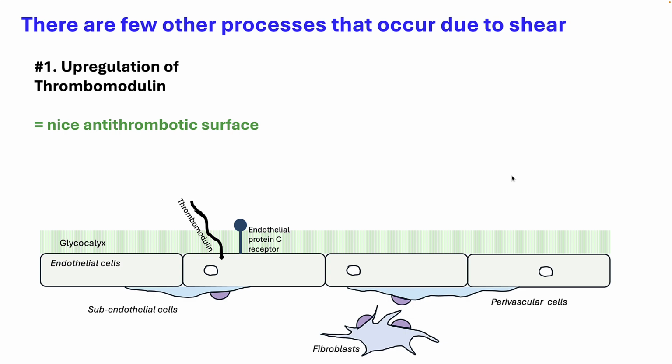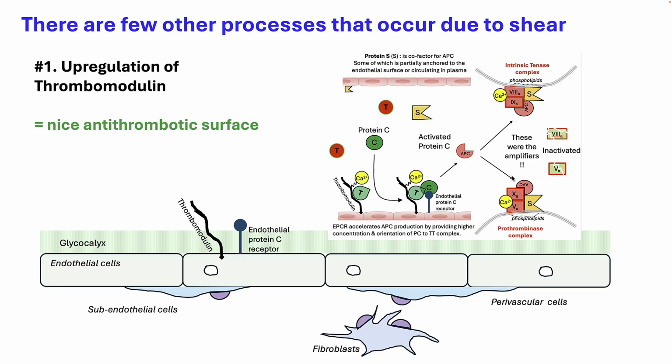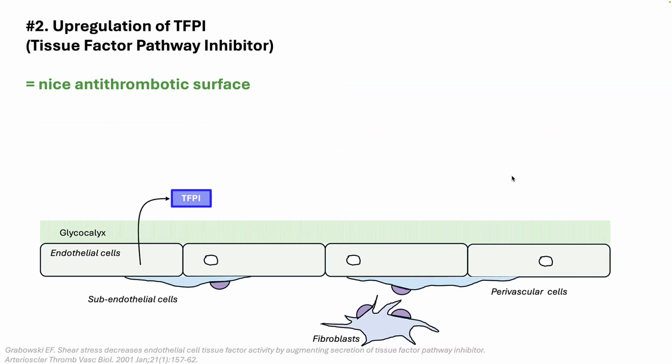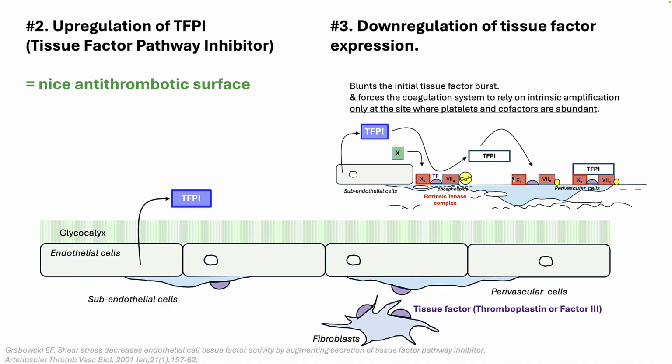There are a few other processes that occur due to shear. Important among them is upregulation of thrombomodulin. Thrombomodulin, if you remember, activates protein C after combining with thrombin, and this deactivates the intrinsic tenase complex and prothrombinase complex, which were the amplifiers of your clotting pathway. There is an upregulation of tissue factor pathway inhibitor and downregulation of tissue factor expression.